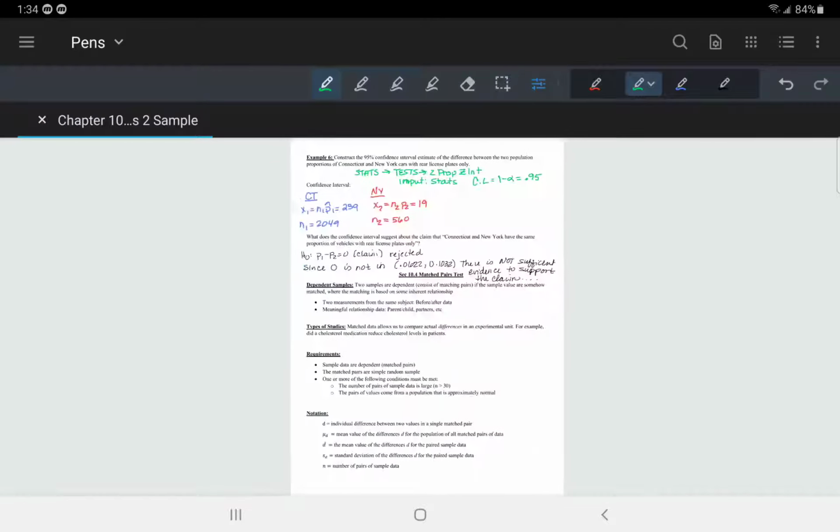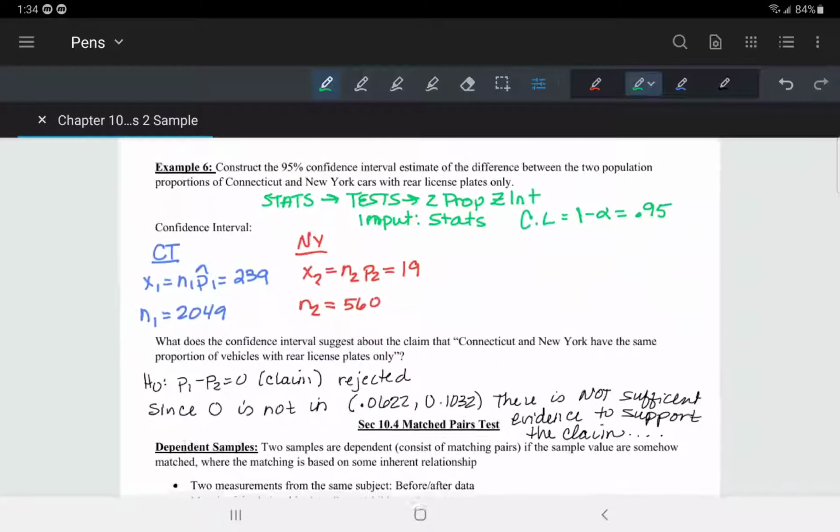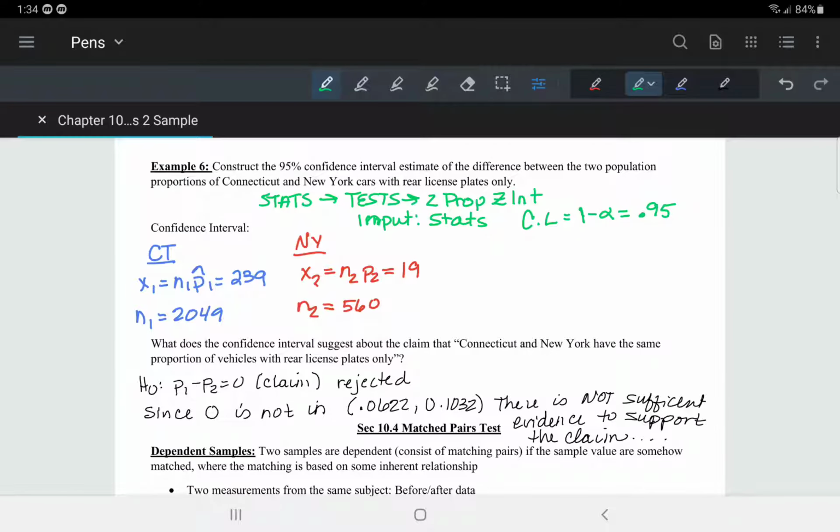Now we could also look at the confidence interval with this. Let's construct the 95% confidence level. I've just recopied the information that we would need here. To do this, we'd go to our stats, the tests, the 2 proportion z interval. You'll be inputting stats at a confidence level of 95%. And when you do this, you should come up with 0.0622 less than P1 minus P2 less than 0.1032.